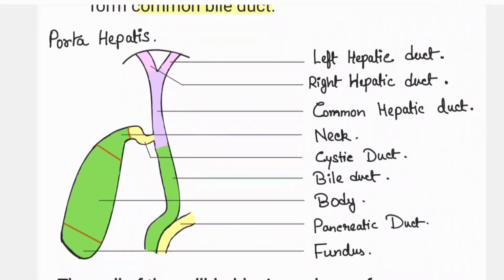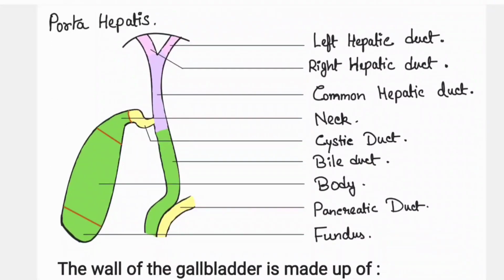So let's go to the diagram. This is the diagram. This is the porta hepatis, from which the left and right hepatic ducts originate. After origination, they join together and form the common hepatic duct. After that, this structure is the gallbladder. This is the gallbladder here.